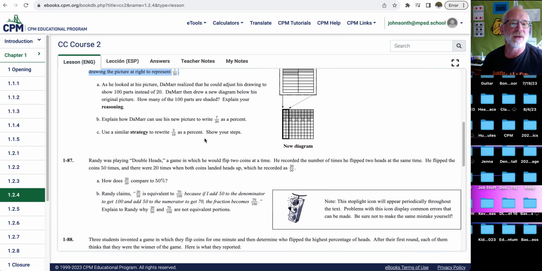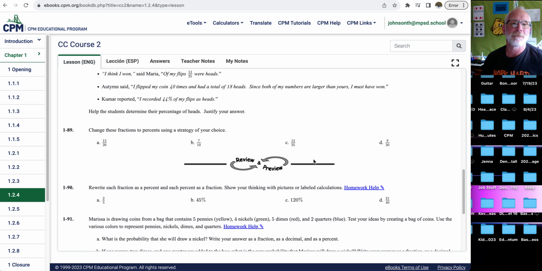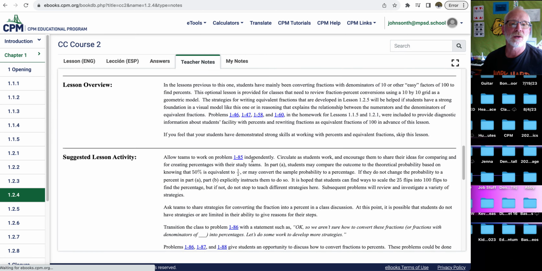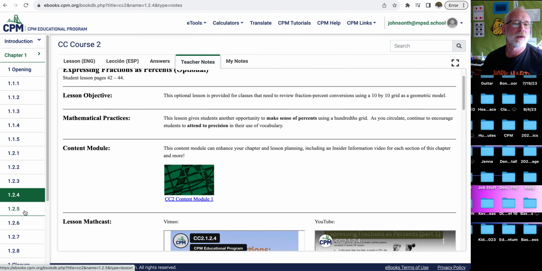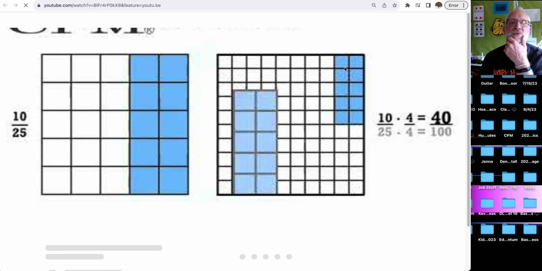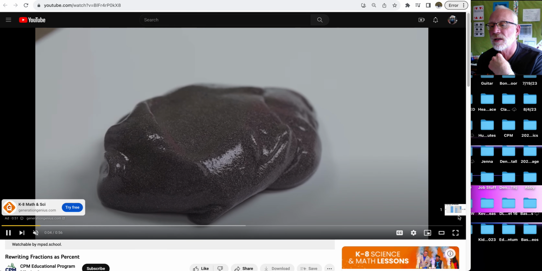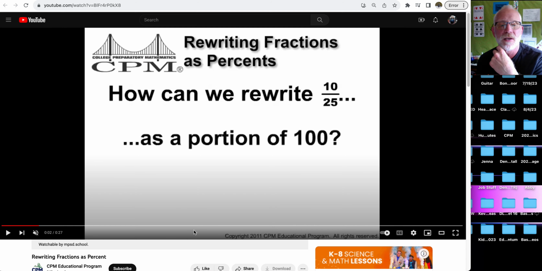So we went into your book and we said 13 out of 20, what is that as a percent? What's 7/10 as a percent and 12/25? And then we used another kind of cool model to show. Yeah, this one we looked at too. So this was how you showed. This is magnetic. Well, not this exactly, but this was a model where they looked at 10/25, and what is that as a percent?